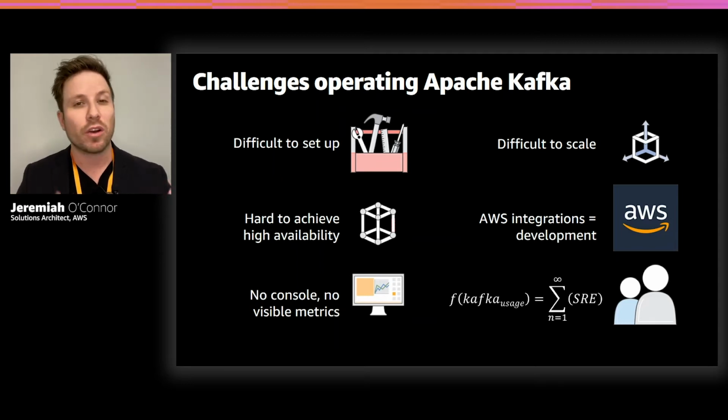Also, if you want to be able to integrate in with other AWS services, again, out of the box, there's no integration with that with Apache Kafka. And so you have to leverage things like open source frameworks or third-party tooling. Also, out of the box, there's no console or visible metrics. So again, if you want to leverage those types of capabilities, you have to implement them yourself. And so this little function that we have here is the function of Kafka usage is equivalent to the summation of the work that needs to be done, ultimately by your site reliability engineers.